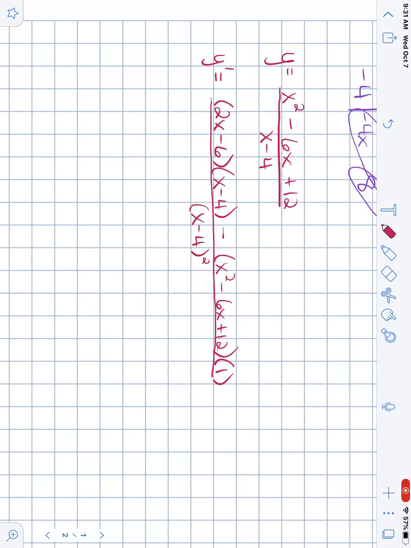Now, in order to solve this, to find the critical numbers, we need to find where this is equal to 0 and where this is undefined. So it is going to be in our best interest to do some simplifying in the numerator.